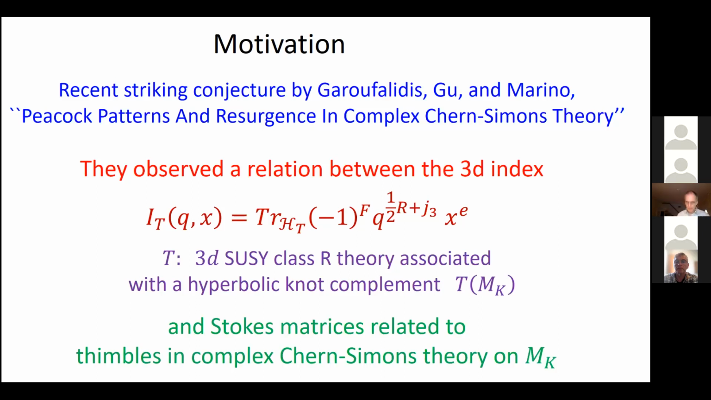On the other hand, they were studying Stokes matrices associated to thimbles in complex Chern-Simons theory on this three-manifold M sub K. They computed the Stokes matrices, and again, because of the multi-valuedness of the Chern-Simons form, it's a QX series, actually. And they observed, to their astonishment, that these series are equal. For the gauge group SL2C? Yes, that's right.